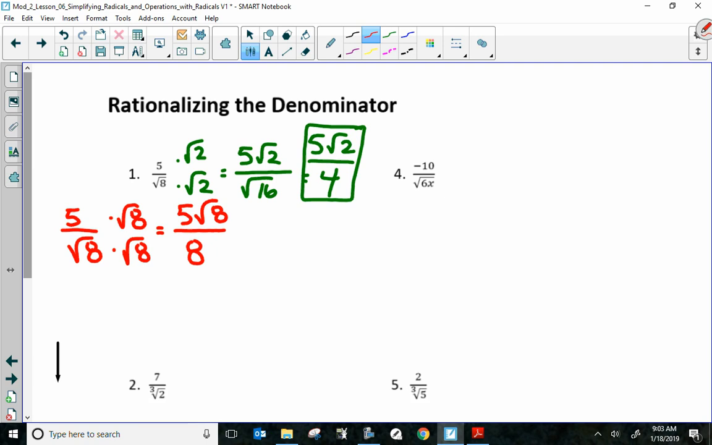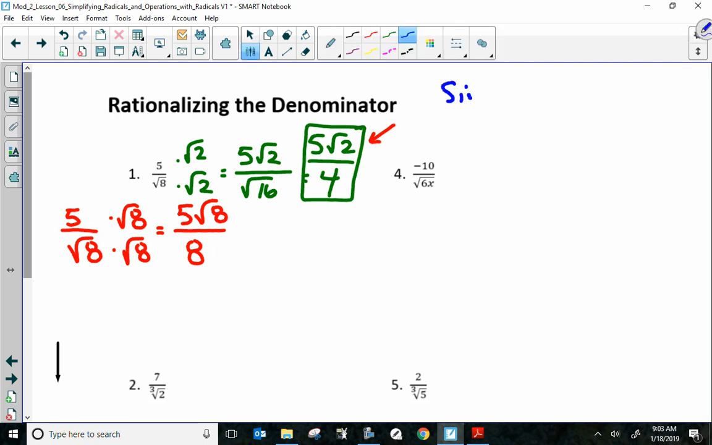But here's what you have to remember. That's not what the simplest form was. If they want it in simplest form, that means, yes, get the radical out. But if you can simplify it any further, you have to. Let me state that one more time.